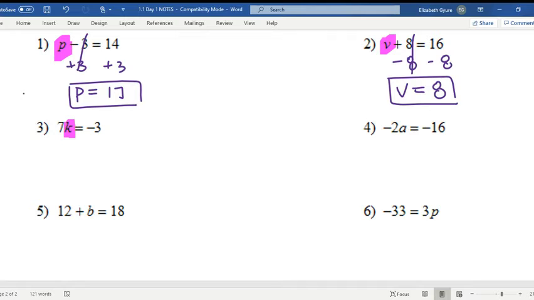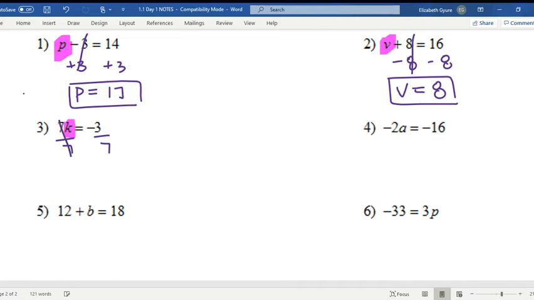Does anyone know there's technically an invisible operation there, Owen? Right. 7K technically means 7 times K. And the opposite of multiplying is dividing. Now, how I like to write that, you guys might like to use the actual division sign. I like to use a fraction. And here's why, like a fraction bar. A fraction bar technically just means division. So I'm going to put divided by 7 on both sides like that.